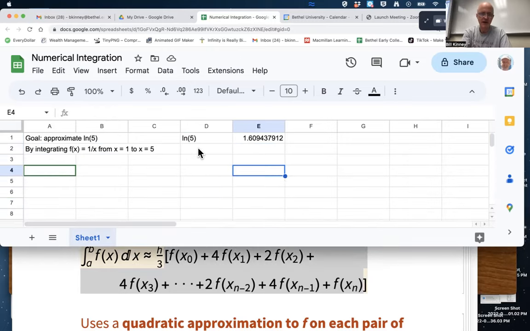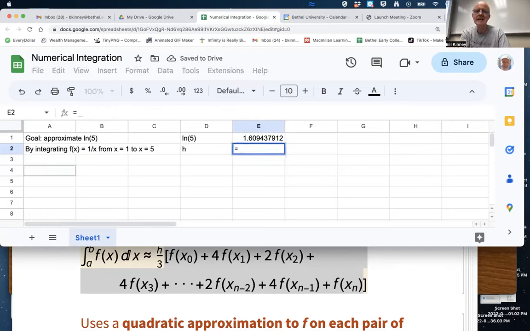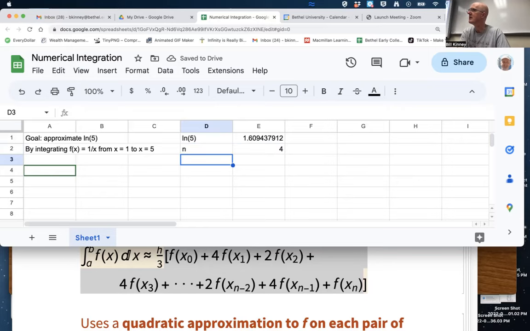We should specify what h is. That would be good. H is b minus a over n. What should we use for n? I suppose we should say what we want n to be. Let's pick n to be 4, which means we got 5 nodes, right? Starting with the 0th node. And 4 subintervals, an even number of subintervals, so we can use Simpson's rule in this form here.